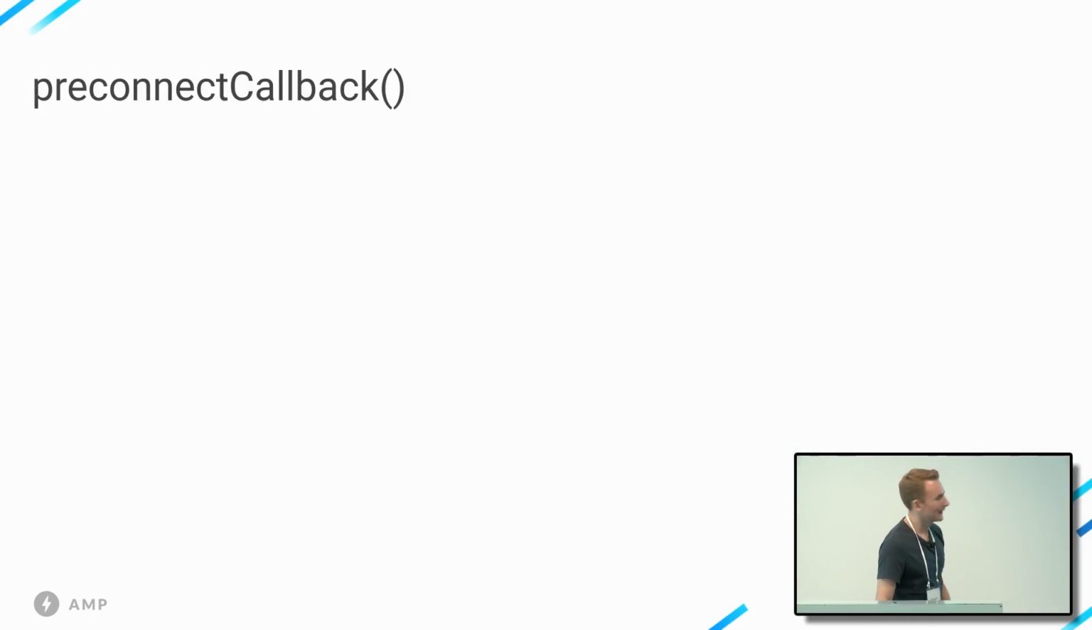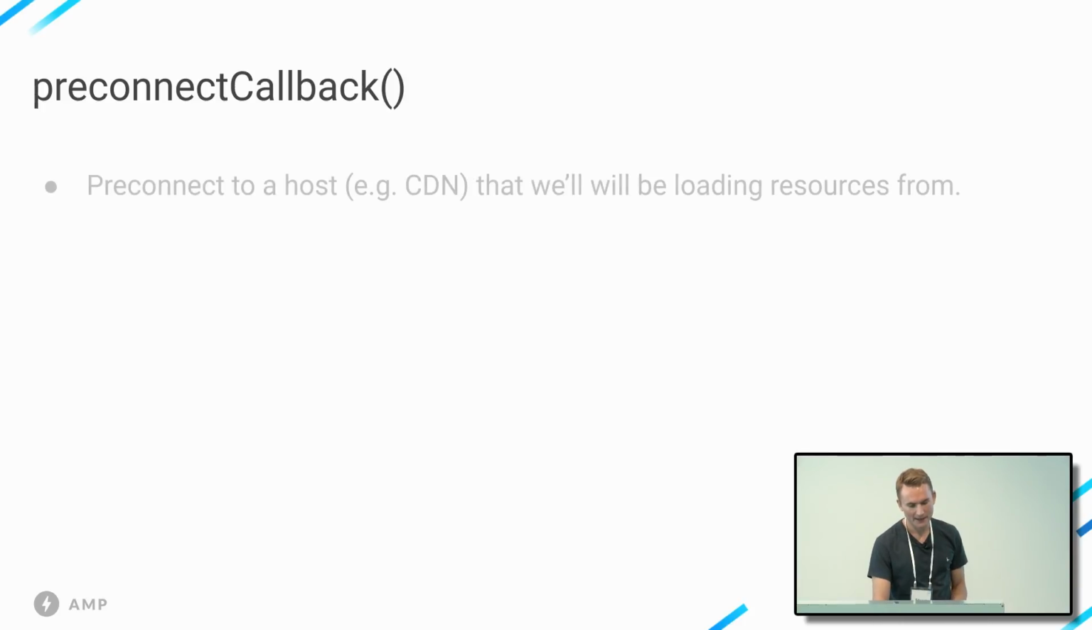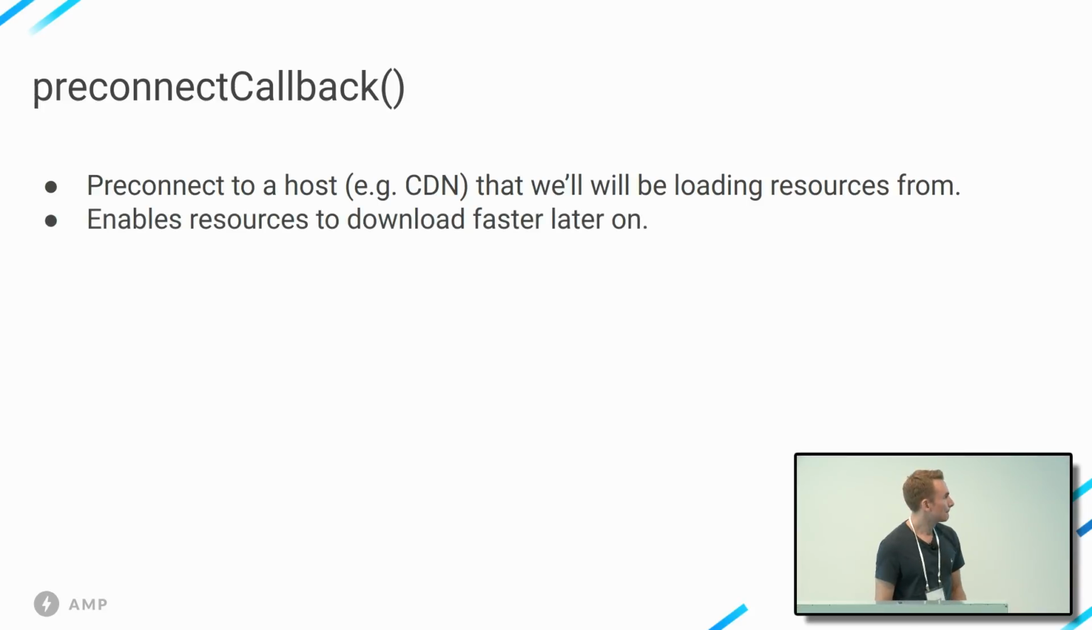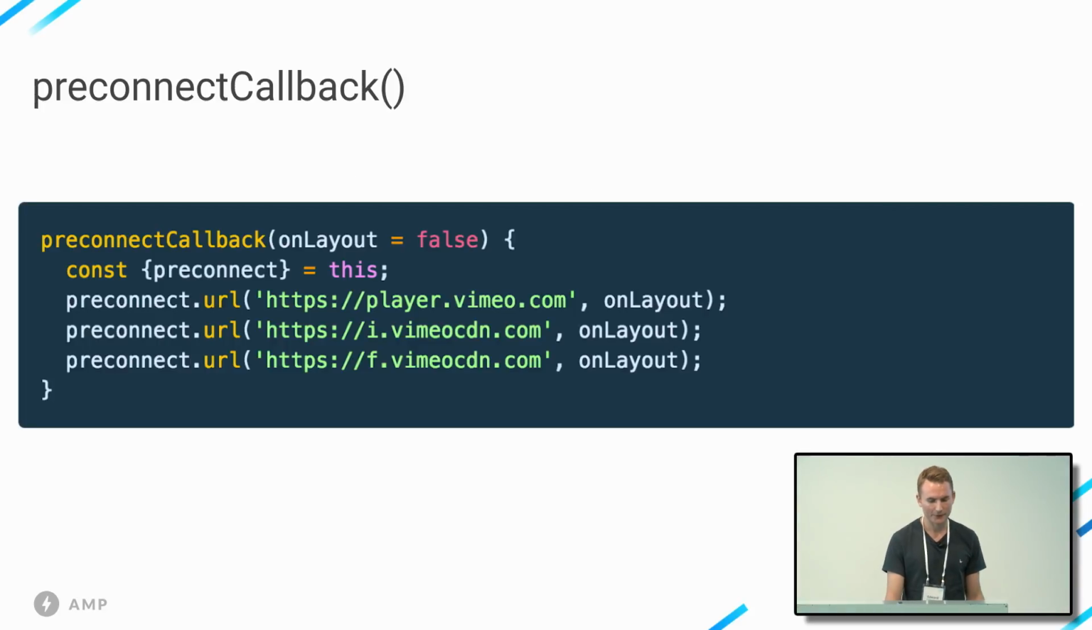Okay, next one to look at, the Preconnect Callback. If we plan to load resources from another domain, we can pre-connect to it at this point, and just do the initial handshake with the host so that things should load and download faster later on. We don't use this in amp-timeago, but an example here from the amp-Vimeo component, where we pre-connect to these domains because we're likely to download stuff from them later on.